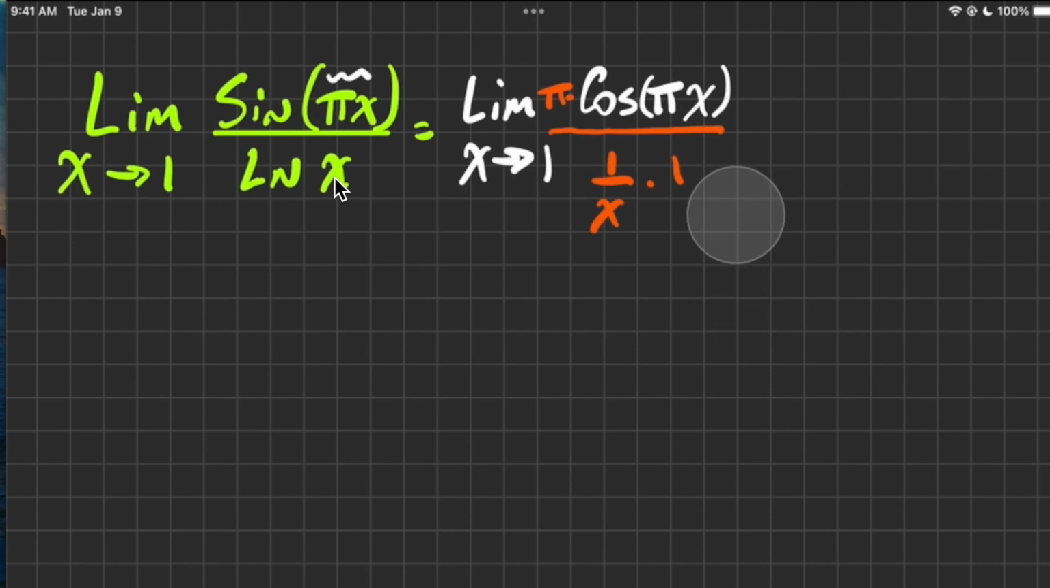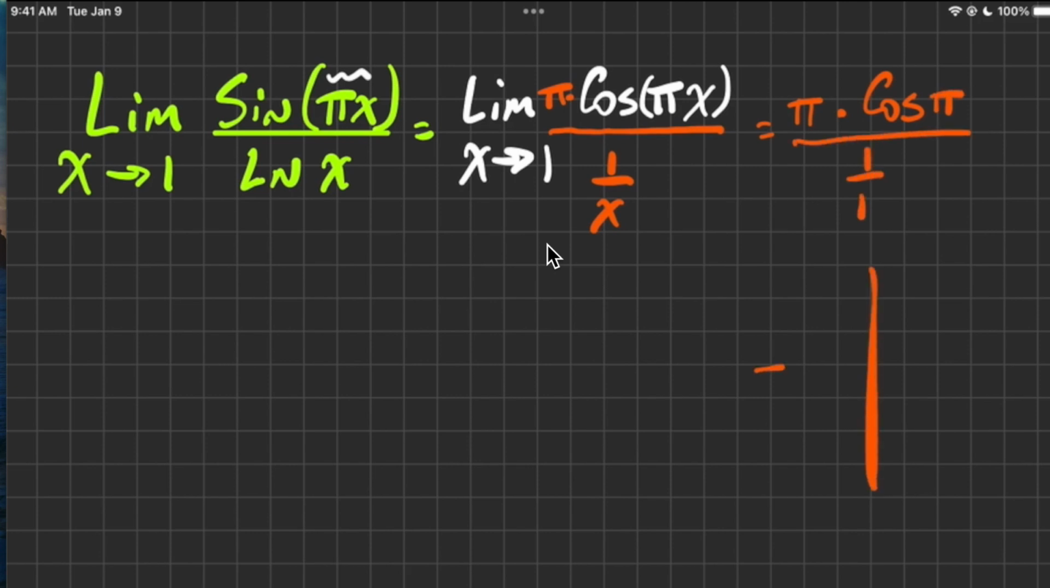So we have now pi times cosine of pi x over 1 over x. So now let's go ahead and try to insert 1 wherever we see x. When we do that, we're going to get pi times the cosine of pi over 1 over 1. The cosine of pi is going to be right here in that location. That point is -1, 0. So the cosine of pi is -1.